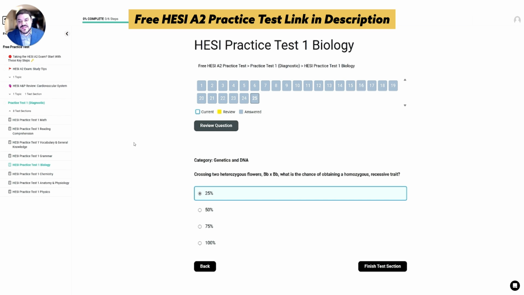A, 25%. I hope I didn't make that more complicated than it is, but essentially drawing out a Punnett square will give you the best way to answer this type of question.